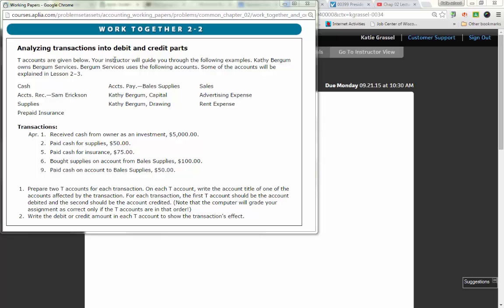Our directions for Work Together 2-2, it says, T accounts are given below. Your instructor will guide you through the following example. Kathy Burgum owns Burgum Services. It uses the following accounts. Some accounts will be explained in Lesson 2-3.